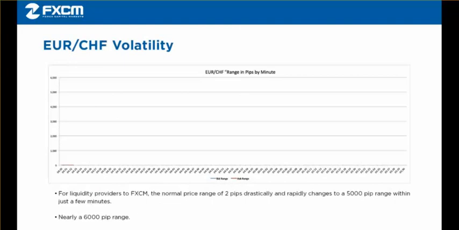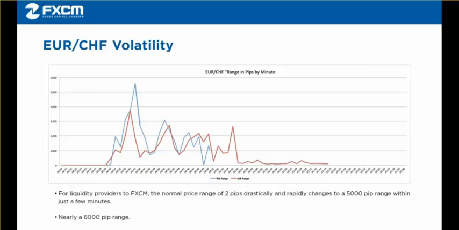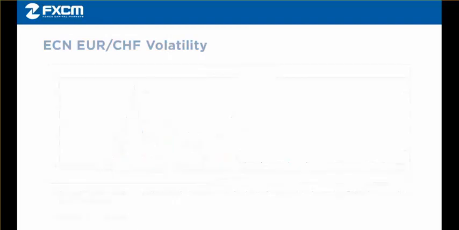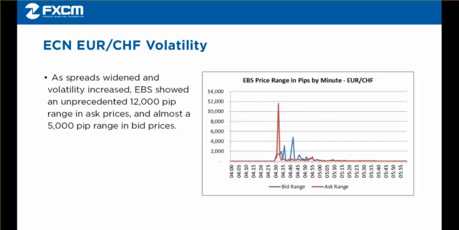During the SNB event, you had extremes in volatility. The normal price range of about 2 pips drastically and rapidly changes to over a 5,000 pip range within just a few minutes. A nearly 6,000 pip range, again, an extraordinary FX event. EBS is often used as the benchmark or reference for the institutional market. This chart shows the range of bid and ask prices during the SNB-induced market volatility. As spreads widened and volatility increased, the maximum range of ask prices in a 1-minute period surged to 12,000 pips, while the max range in bid prices increased to over 5,000 pips.